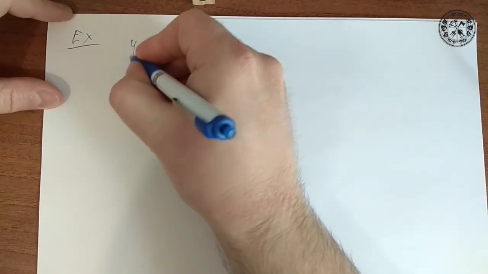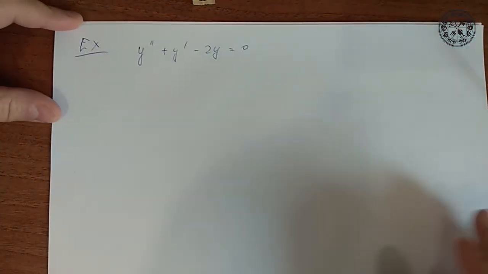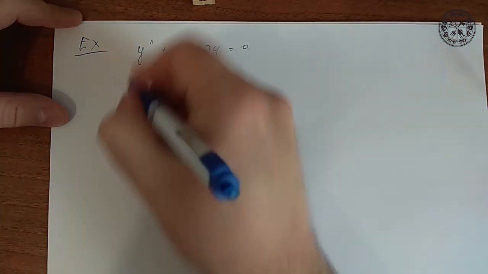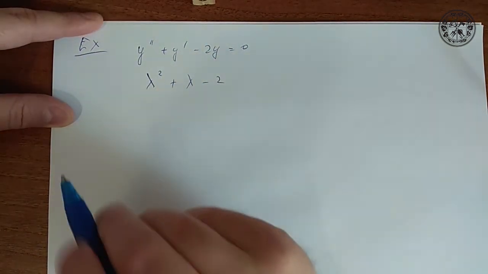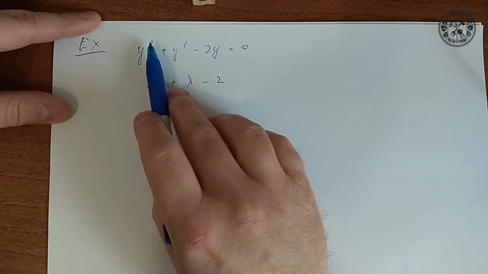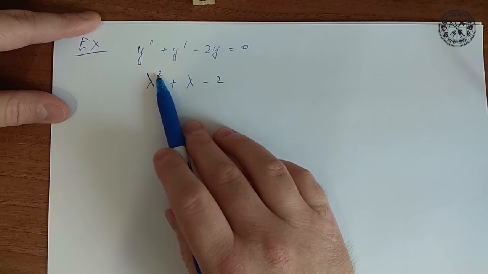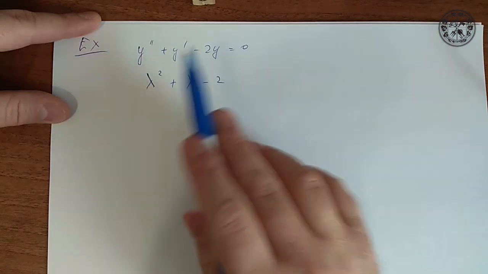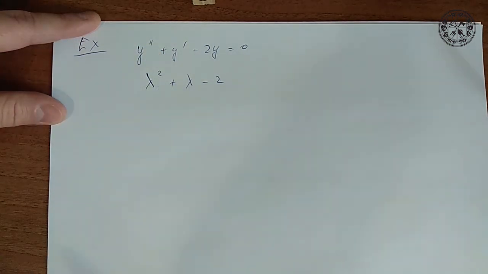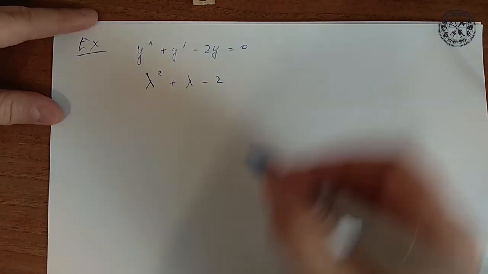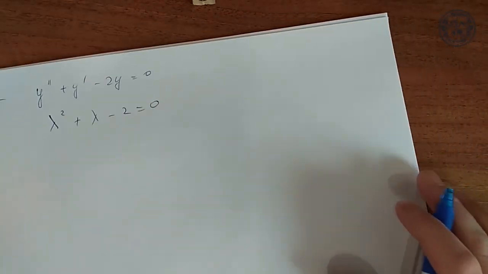The first one will be y double prime plus y prime minus 2y equals 0. The characteristic equation will be lambda squared plus lambda minus 2 equals 0. We just take the order of the derivative and transform it to the power of lambda: y transforms to lambda to the power 0, and the order of the derivative transforms to the power of the variable. Let us solve this equation.